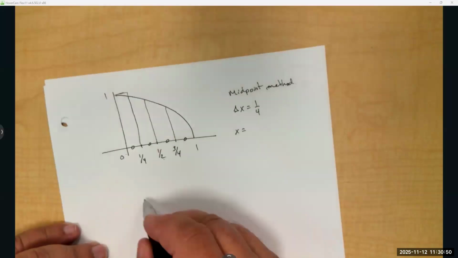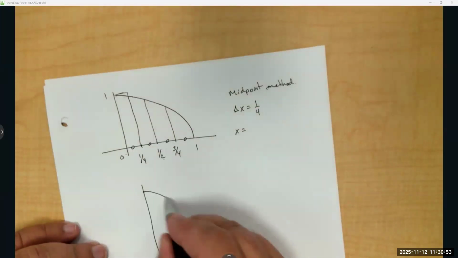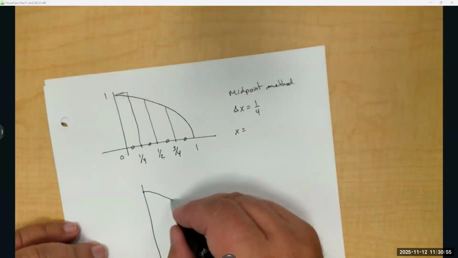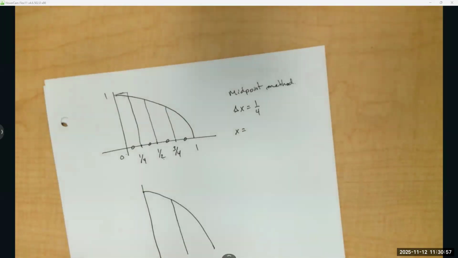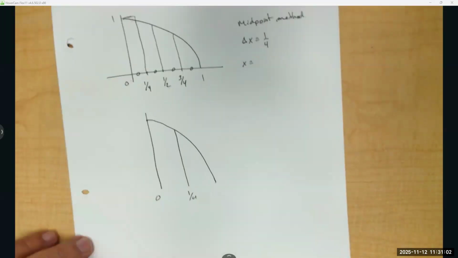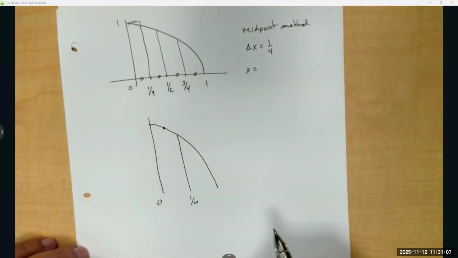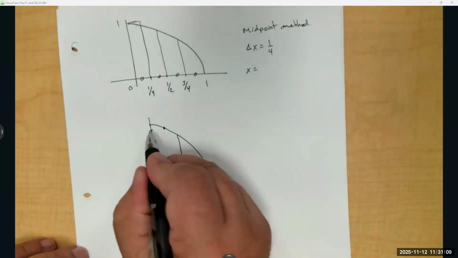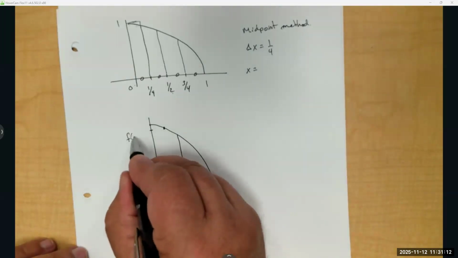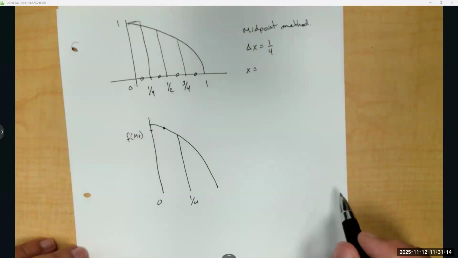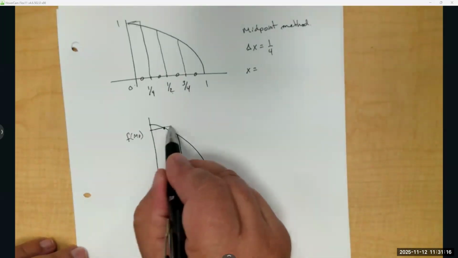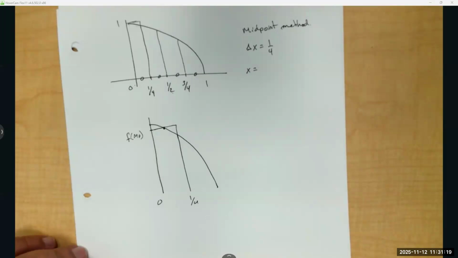Let's look at this top one here. If we use the midpoint, this is at 0, this is at 1/4. If we use the midpoint, we find the y value at that midpoint. Now the rectangle looks like this. How is that a better alternative?